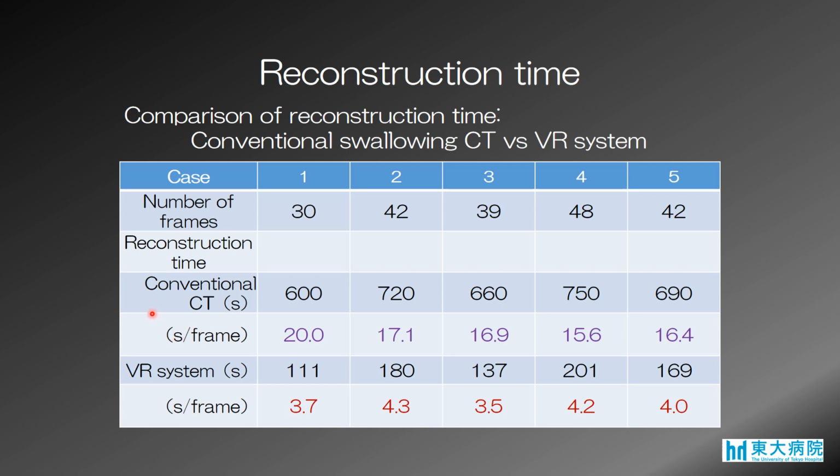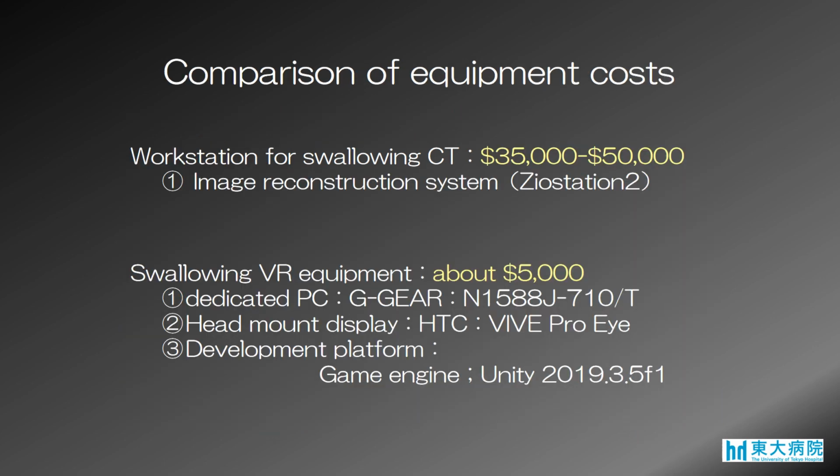Cost reduction is one of the most important issues for the convenience of swallowing CT and VR. We compared the time to reconstruct 3D images using data from 5 cases. Compared to conventional swallowing CT, our VR system could reduce the time for image reconstruction. Comparing the cost of the equipment, the cost of the VR system was much less than that of the workstation for the swallowing CT, a tenth of the cost.